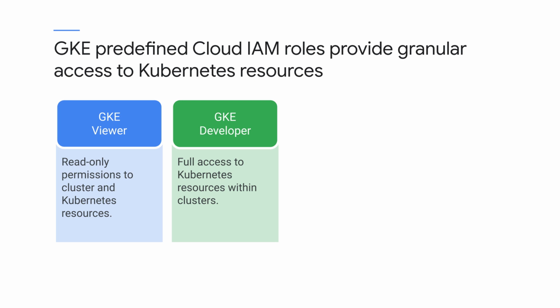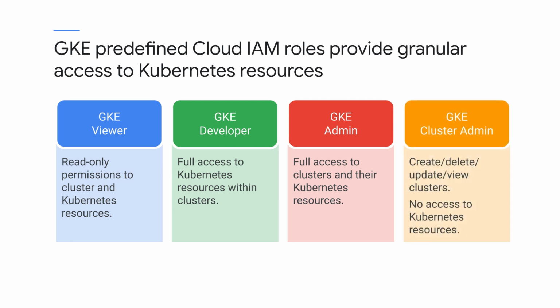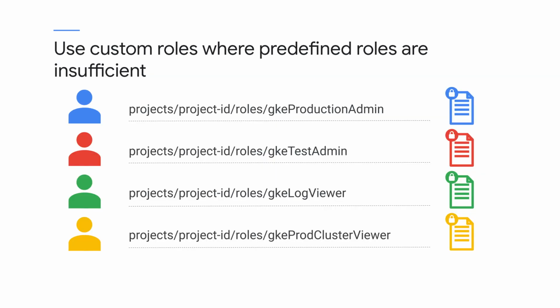The GKE developer role is suited to developers and release engineers. It grants full control to all resources within a cluster. The GKE admin role gives full access to clusters and the Kubernetes Engine resources inside the clusters. Example users are project owners, system administrators, and on-call engineers. The GKE cluster admin role is used to create, delete, update, and view clusters, but provides no access to Kubernetes resources. All of these roles are defined at a project level, not a cluster level.